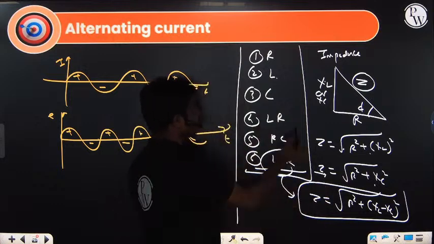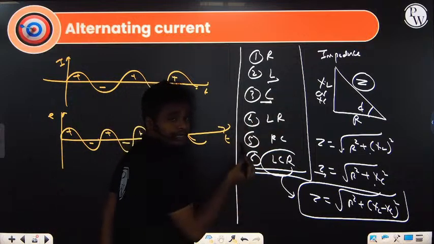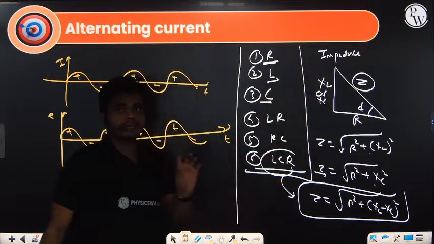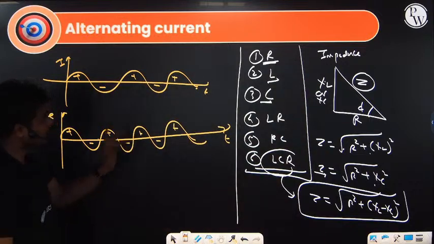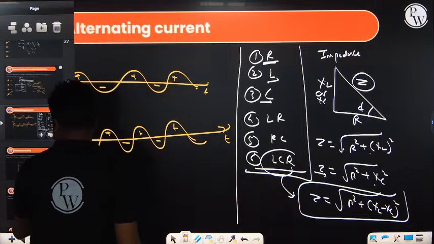In other cases, if only an inductor is there, the resistance value will be 0. If only a capacitor is there, again the resistance value will be 0. If only resistance is there, then the impedance value will be equal to the resistance. So this is what different types of circuits will have. Here we define some more terms, that is the phase difference.